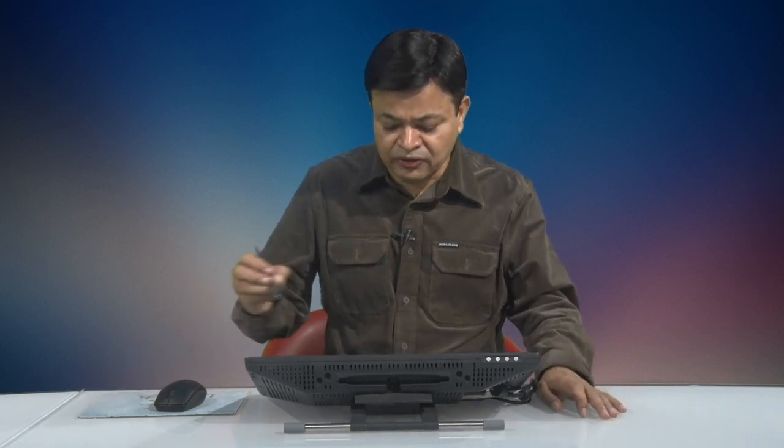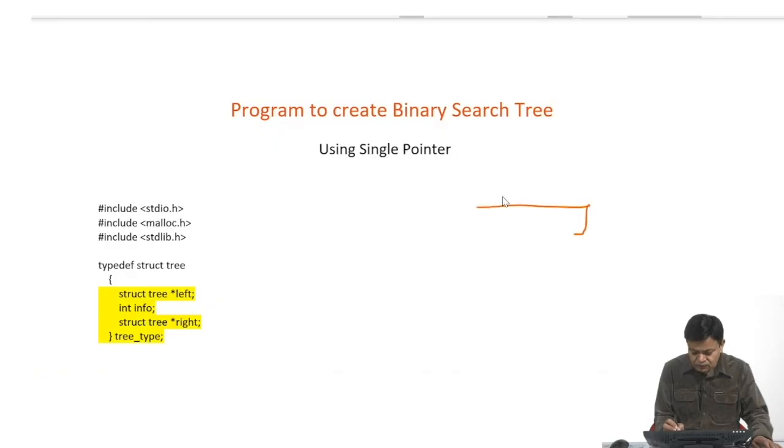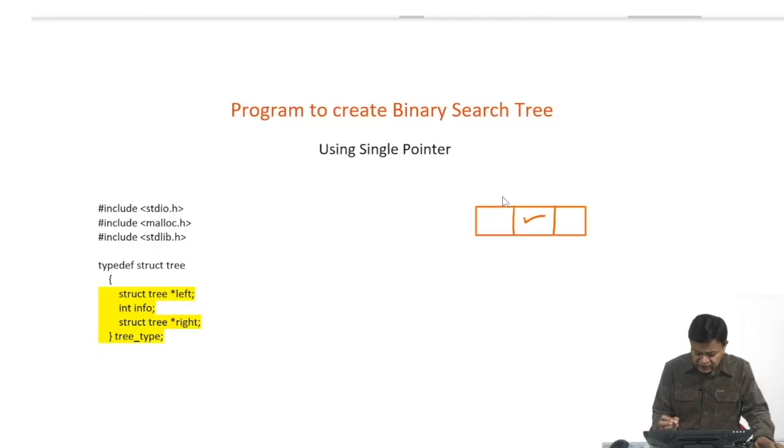We are discussing how to write a program for creating a binary search tree, and this will be done using a single pointer. A single node of a binary search tree will look like this. There will be 3 fields: one data field, and every node of a binary search tree will have unique data, because normally we store primary keys in a binary search tree. This is the data field, and then there are 2 address fields. This will have the address of the left child of this node, and this will have the address of the right child of this node.